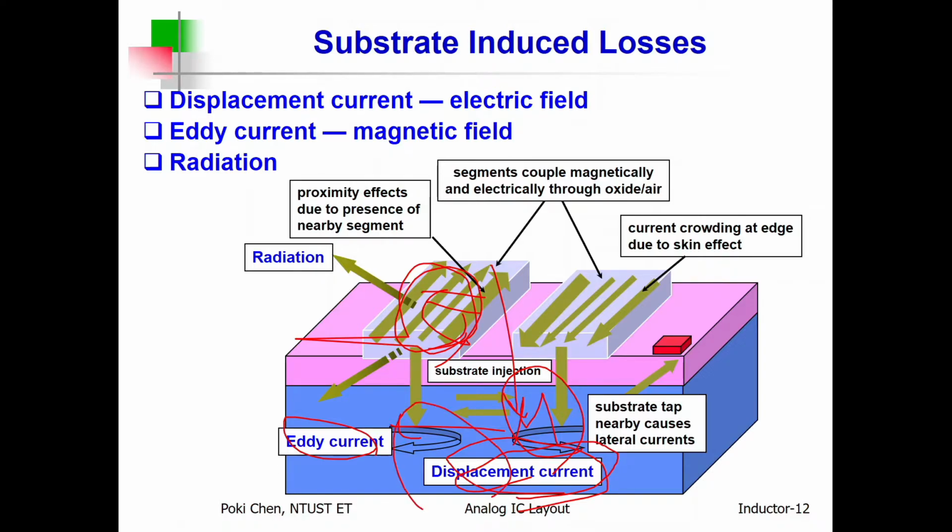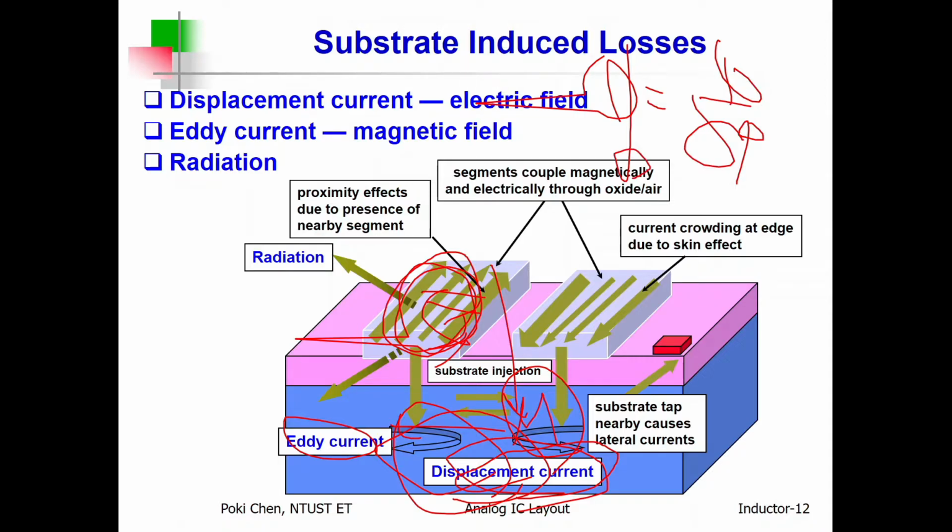So the energy dissipated here, the energy wasted here, actually comes from the energy stored in the inductor. That's it. So it means what? The more energy wasted here means the less Q, right? Because the more energy wasted, the lower the Q factor. This is the reason why you need to pay a lot of attention to such kind of substrate losses.